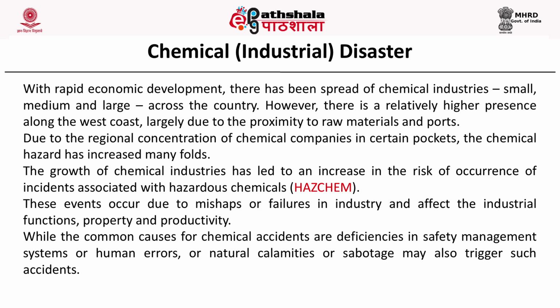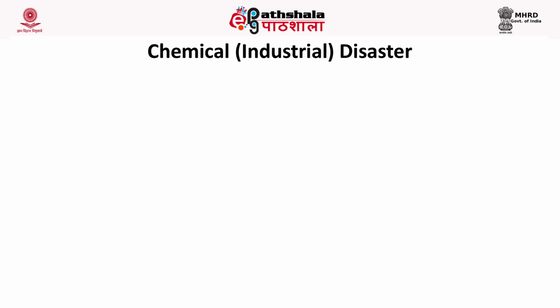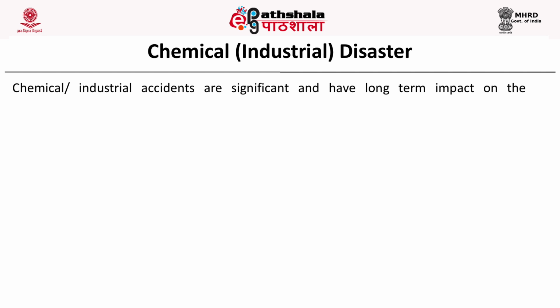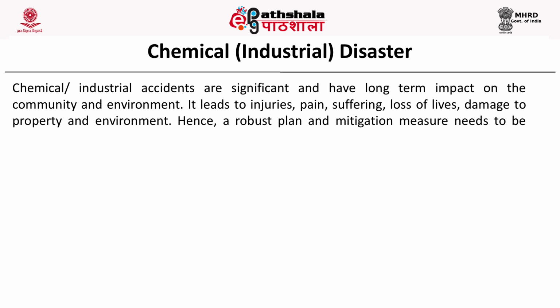While the common causes for these accidents are deficiency in safety management systems or human errors, the natural calamities or sabotage may also trigger such accidents. They are significant in having a long-term impact on the community and environment, leading to injuries, pain, suffering, loss of lives, damage to property and environment. Hence, a robust plan and mitigation measures are needed to be adapted to overcome this hazard.